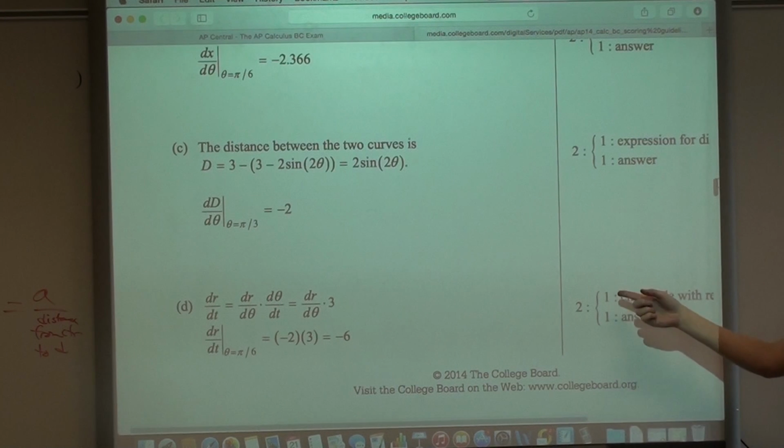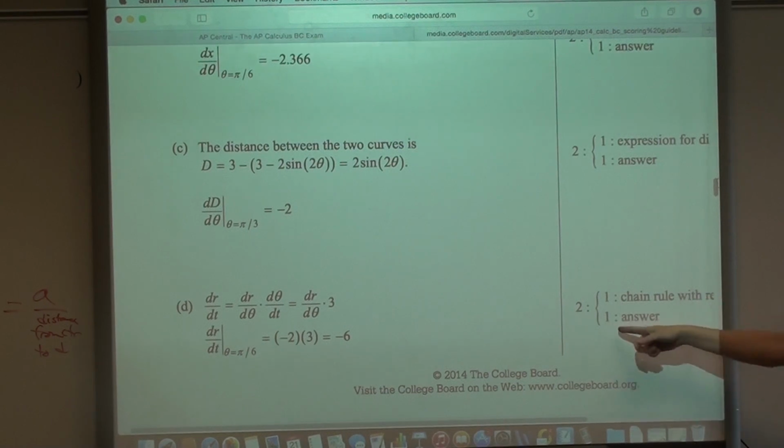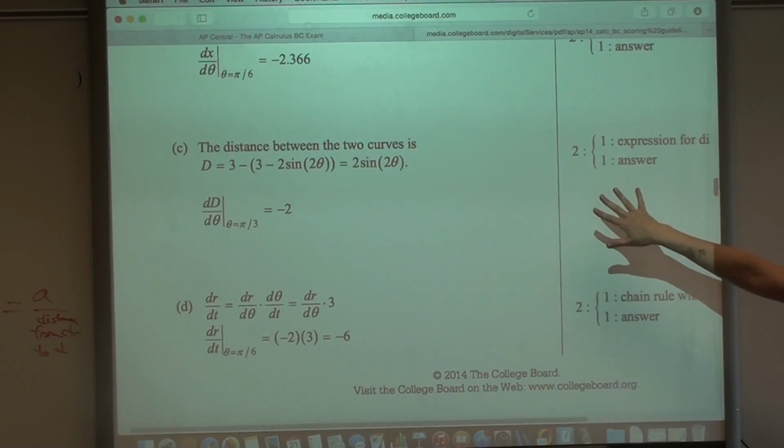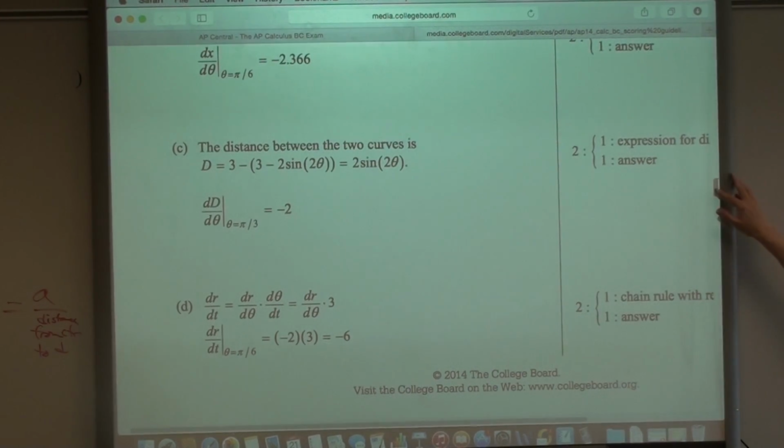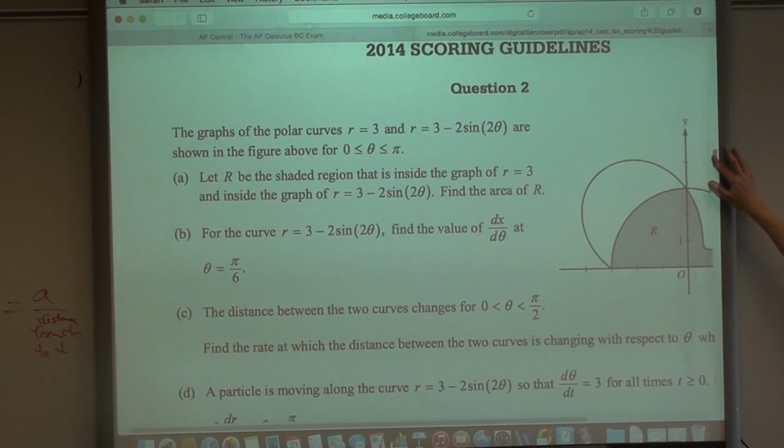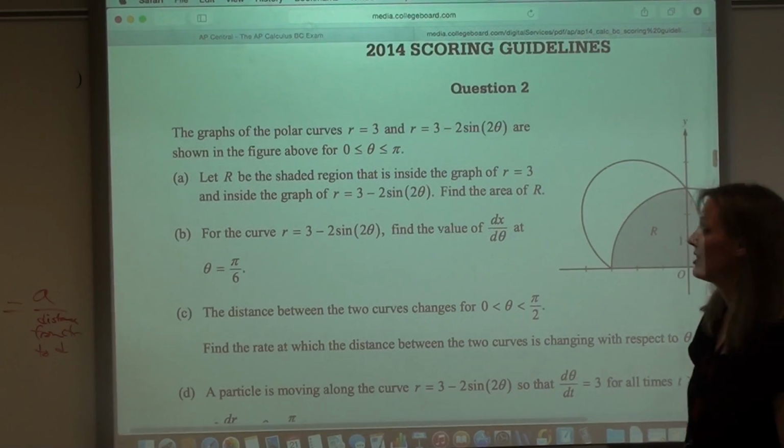So it's 2 points: 1 point for applying chain rule correctly, and then a point for the answer. All right, does that make sense? What did you think of your first AP free response polar area problem? Not so bad. It really does look worse than it is.